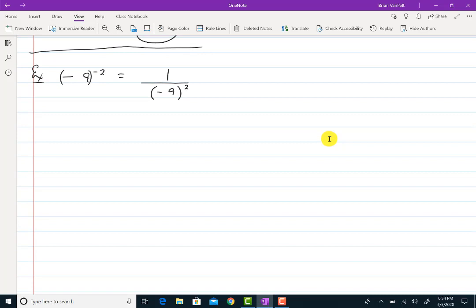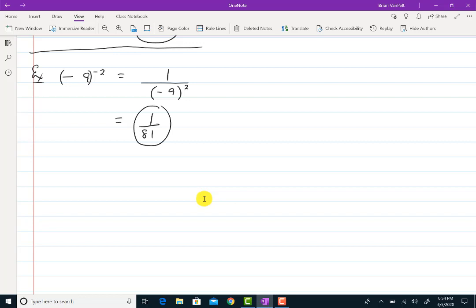Now, if you take a negative number and square it, it is positive. So it has more to do with the exponent being positive than anything else. With even exponents, they destroy the negative, and with odd exponents, they do not.